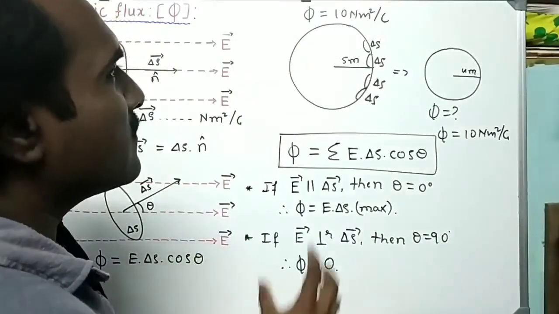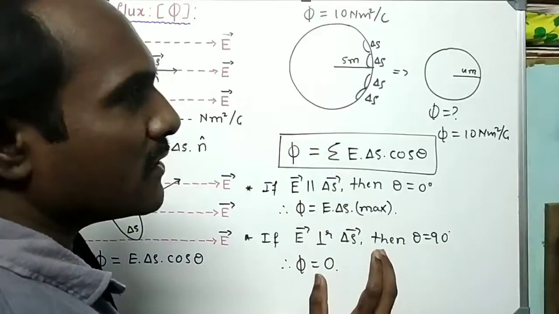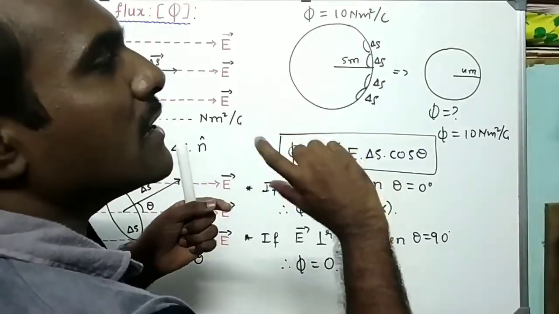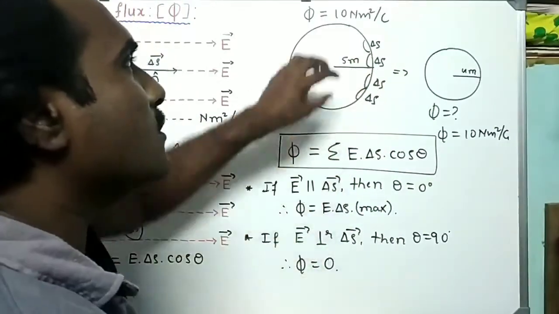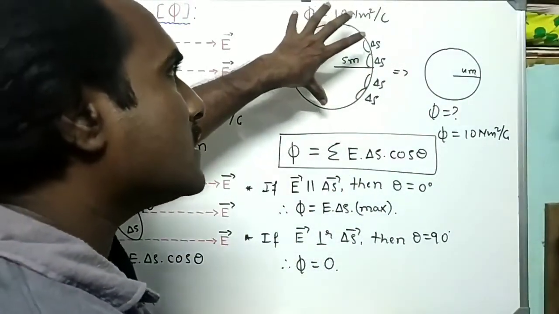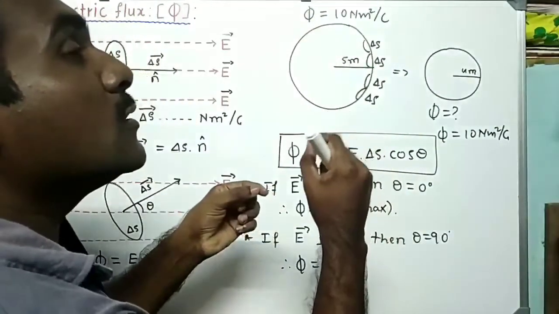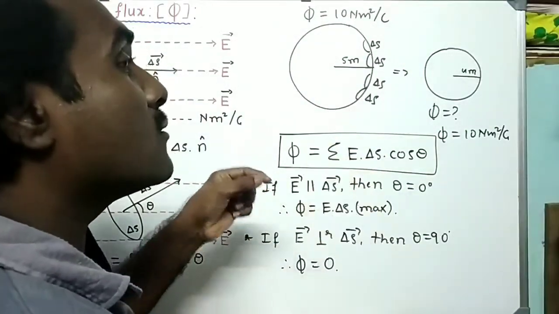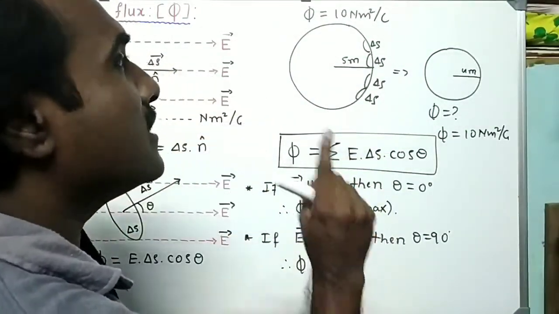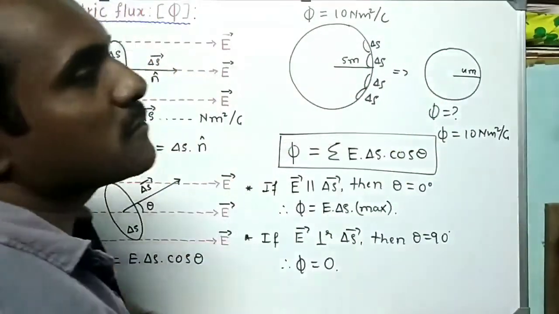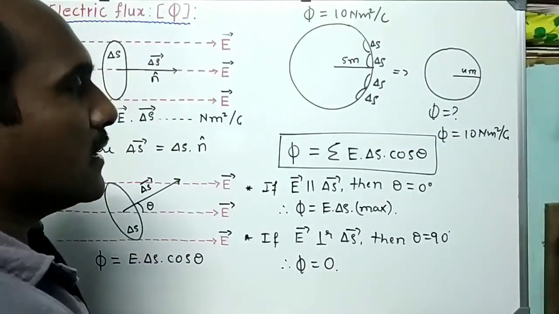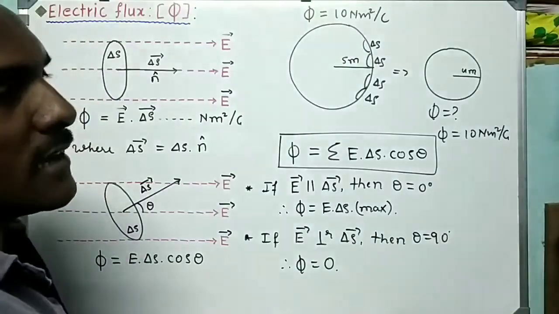That means flux is always a measure of the total lines of force, total field lines across each unit area. If you increase or decrease the size of the sphere, the total number of lines of force across each unit area will not change. That's why flux is independent of the size of the sphere. Keep it in mind. Getting the idea? This is about electric flux.